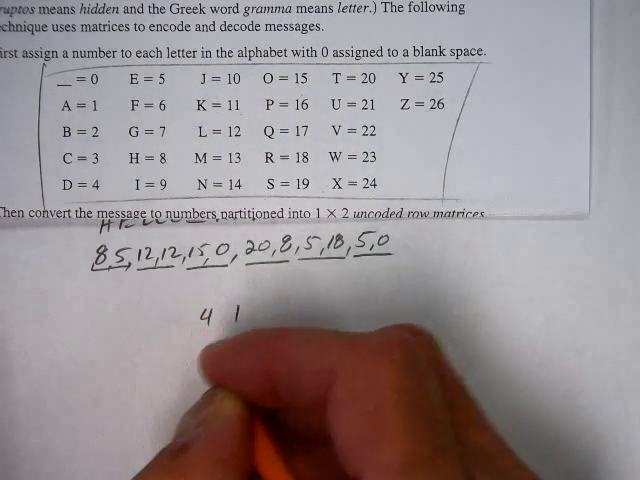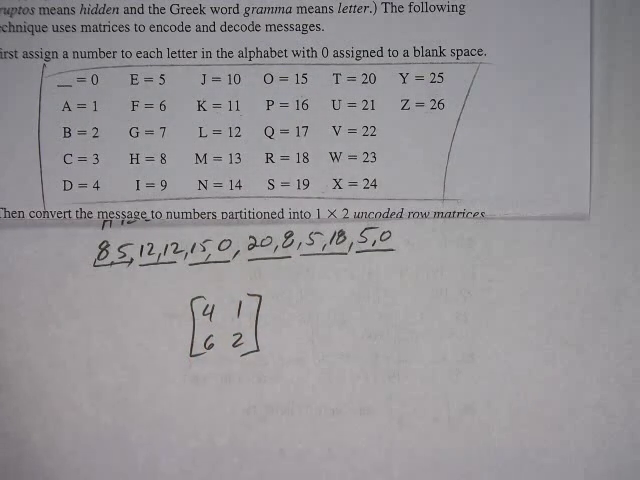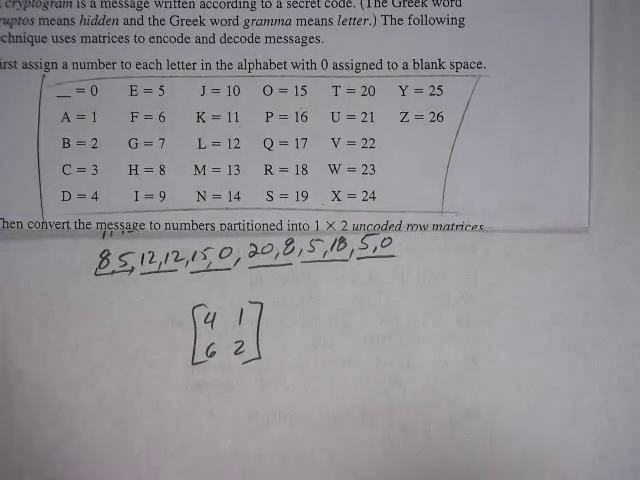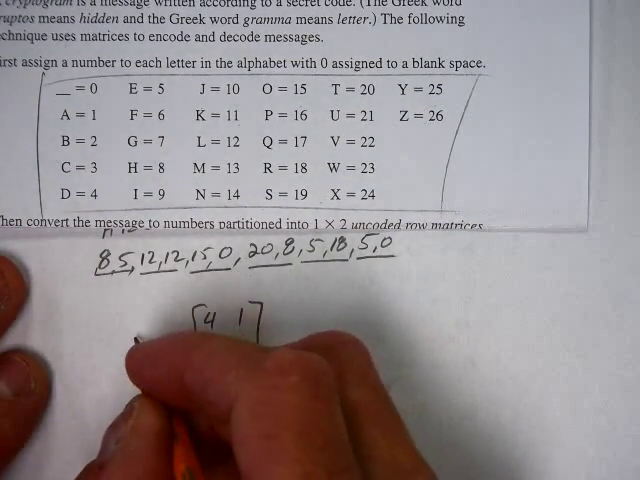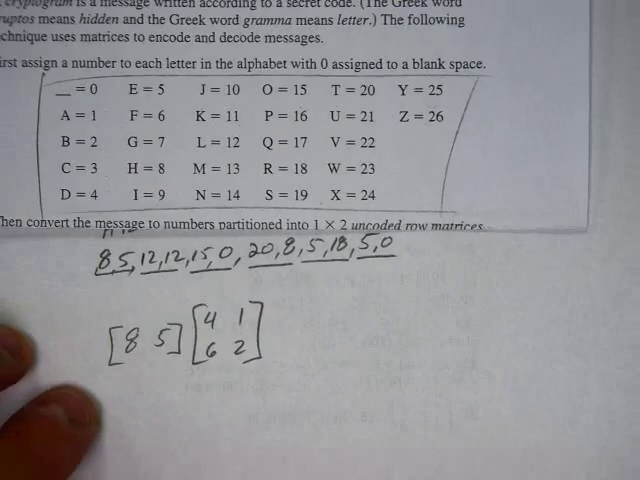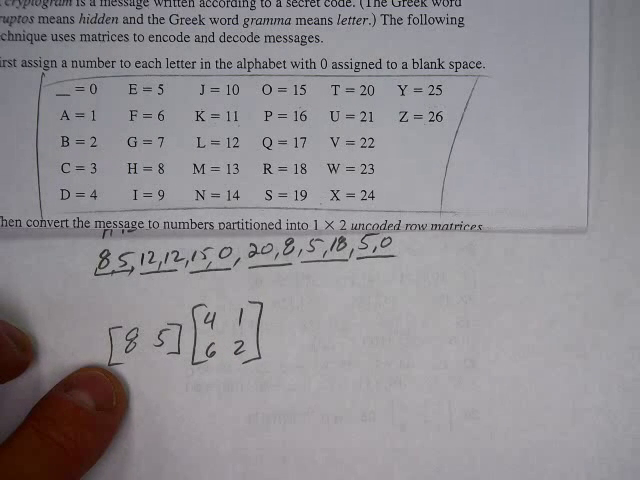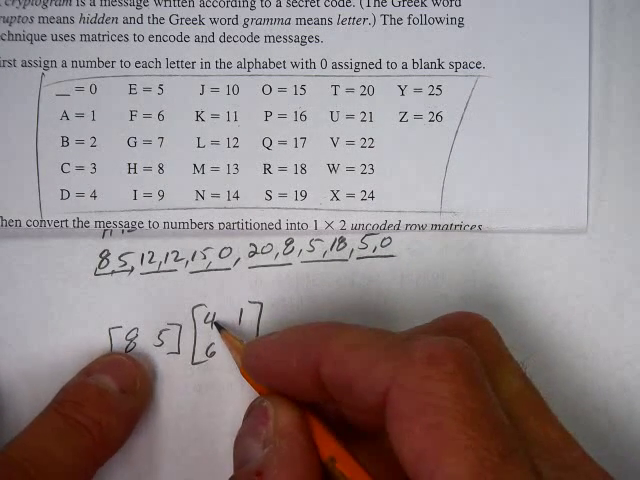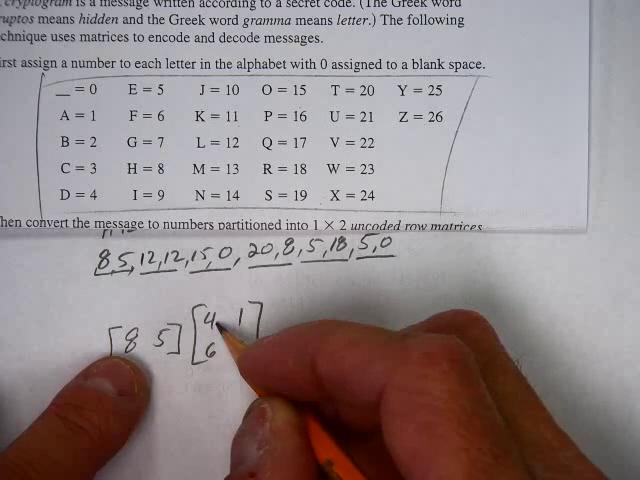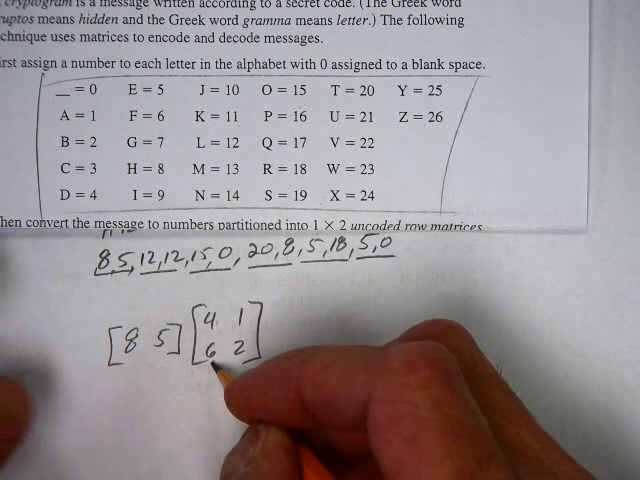And the matrix I've picked is 4, 1, 6, 2. So here's going to be my matrix that I'm going to use over and over again. I'm going to take this 8, 5 and multiply that by the matrix 4, 1, 6, 2. If I take 8, 5 times my 4, 6, what do I get? 32 and 30 gives me 62. So my first one turns into a 62.